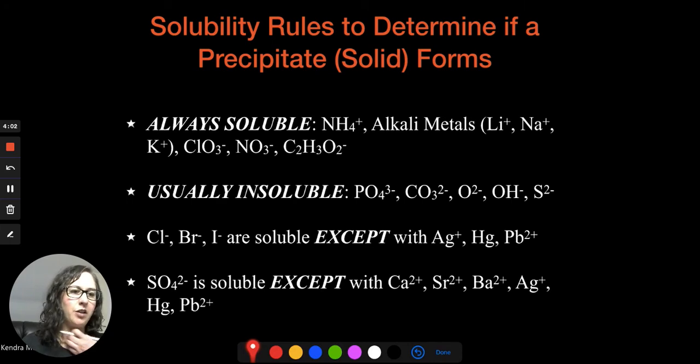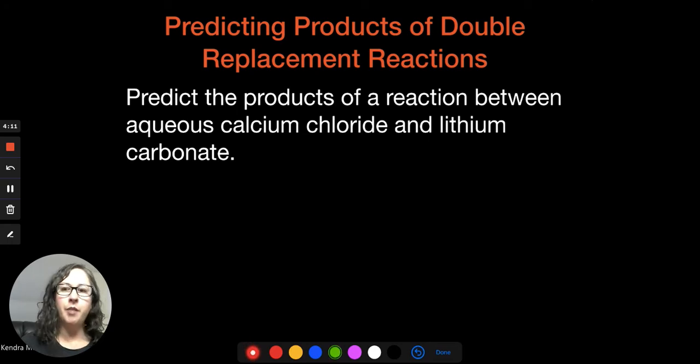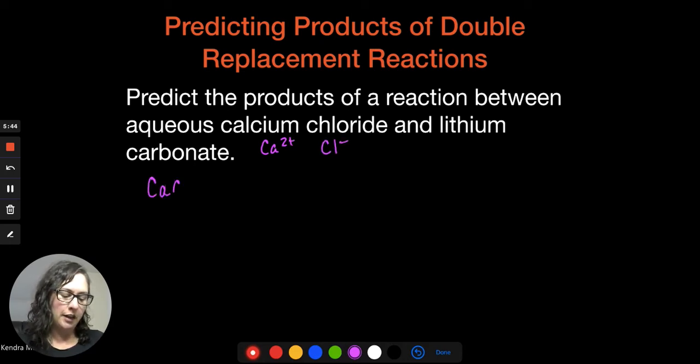So let's go ahead and do an example for one of these reactions. So we're going to have a reaction where we are going to predict the products between aqueous calcium chloride and lithium carbonate. So, okay, here's an example of predicting products for a double replacement reaction. So we have calcium chloride. Okay, so calcium is a 2+, chloride is a Cl-, so that's going to give us calcium chloride, and it says it's aqueous. We're going to roll with that because it is.